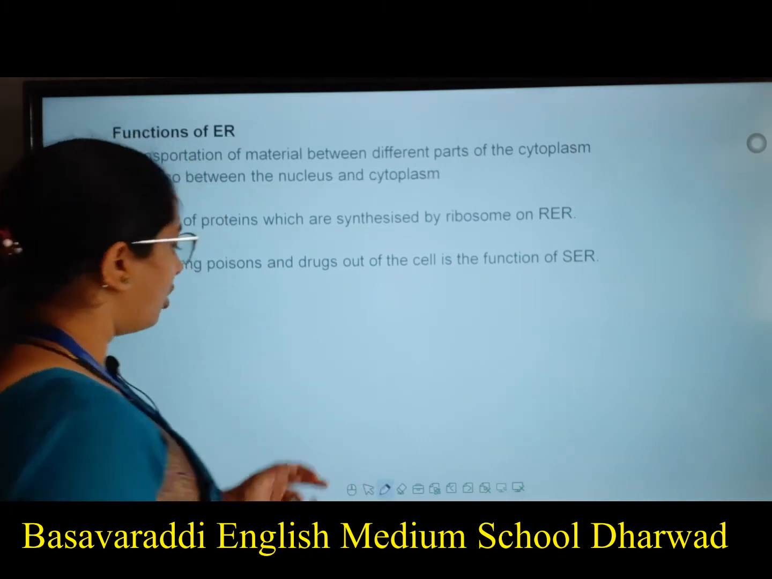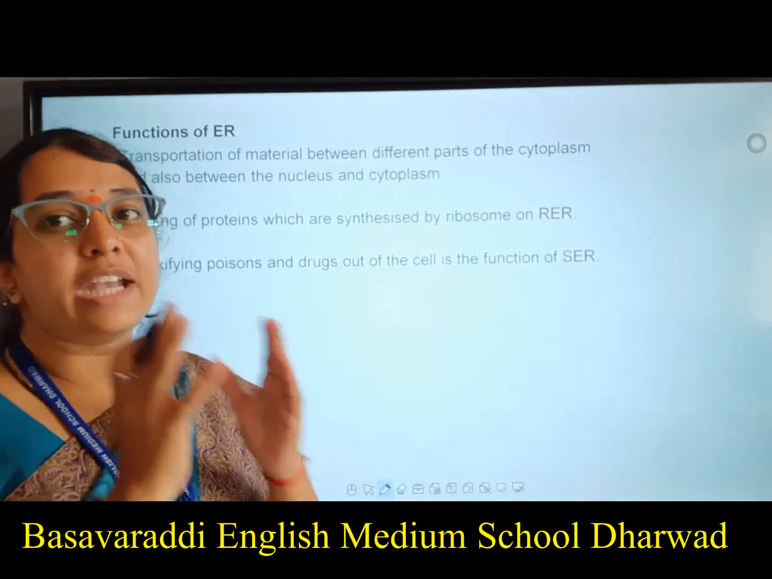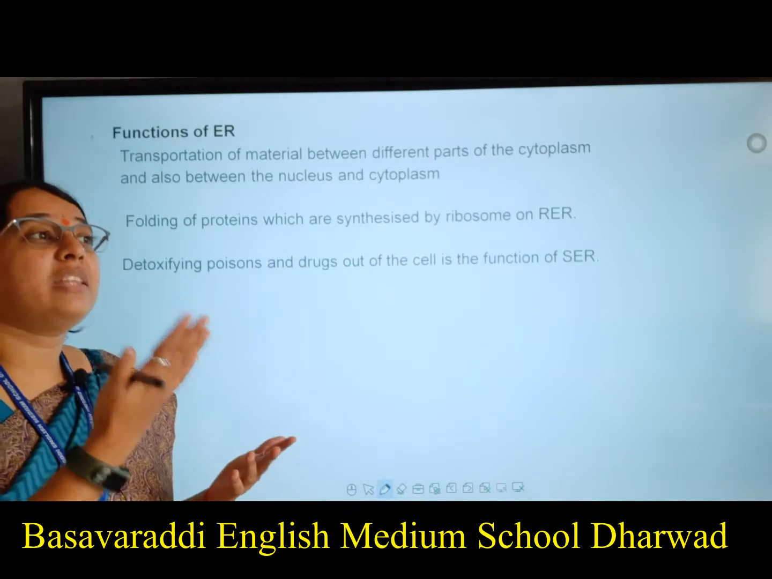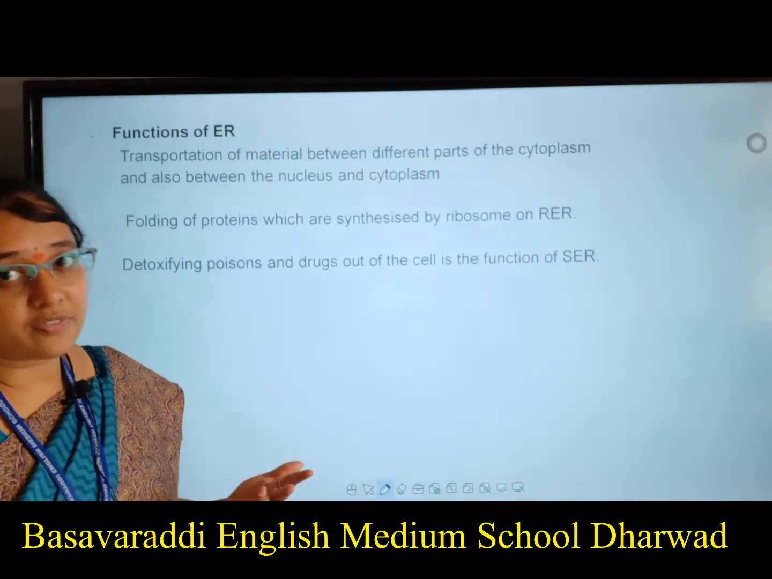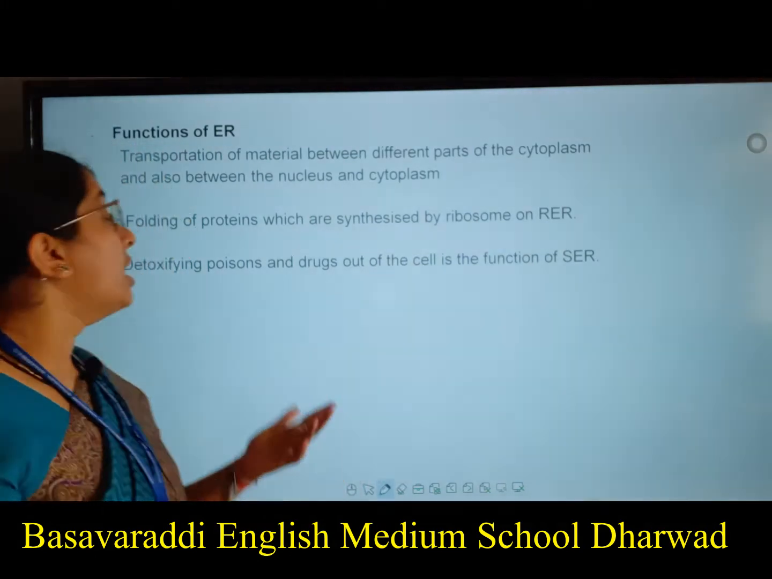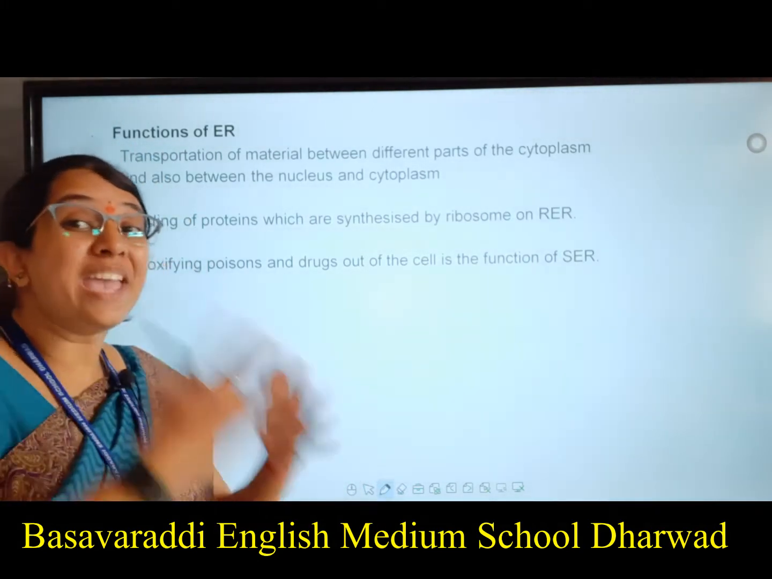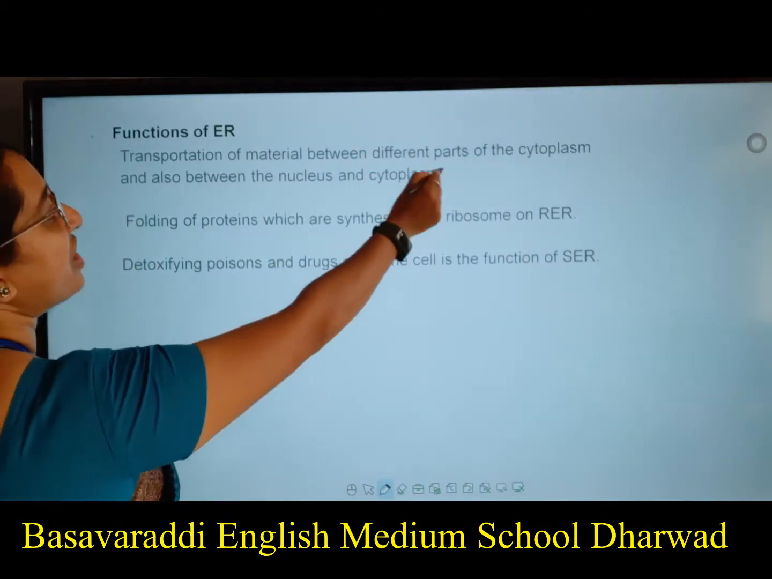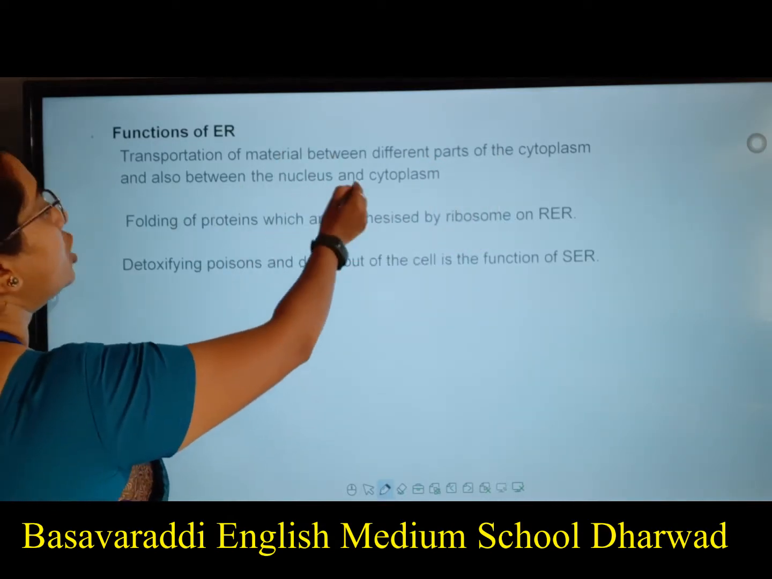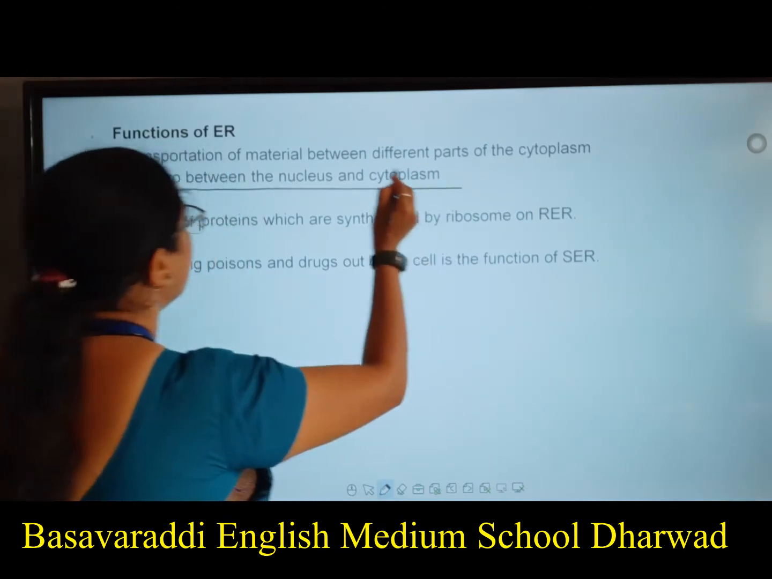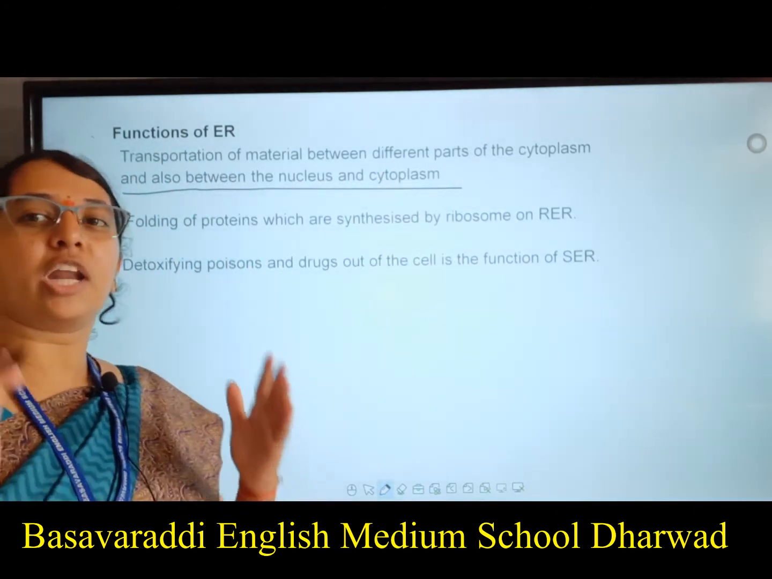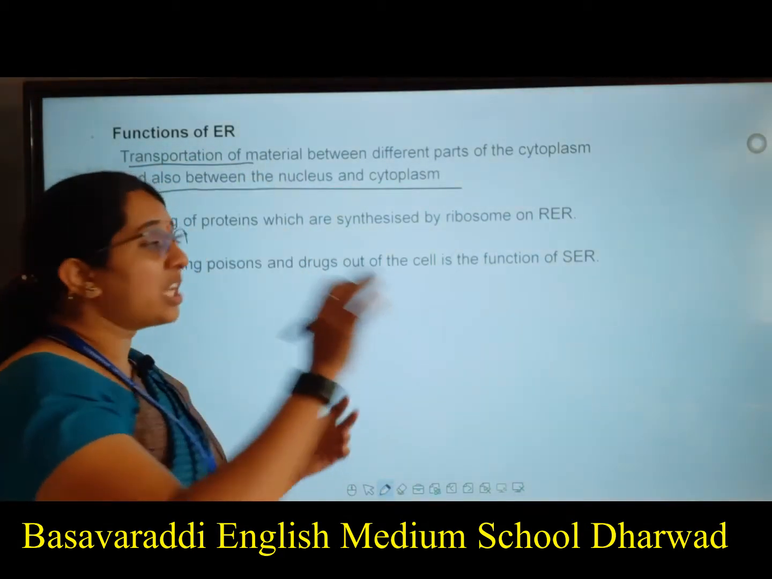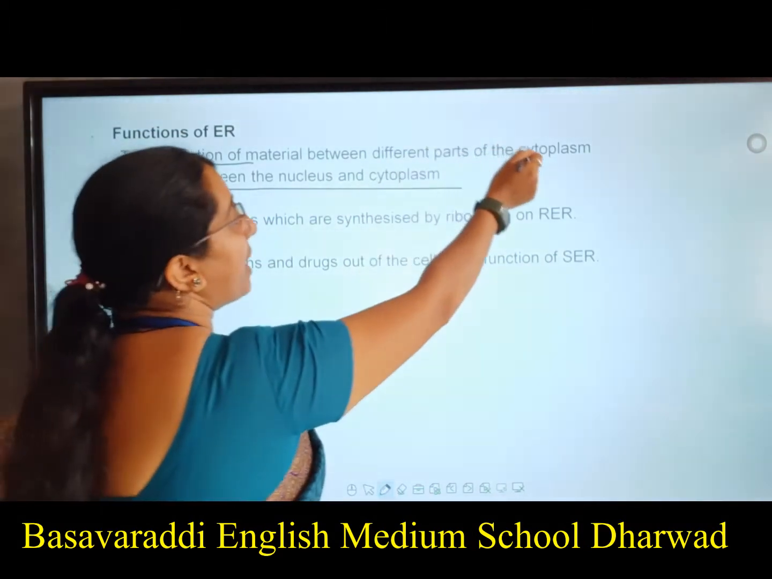Now, moving on, what are the major functions of the endoplasmic reticulum? Whether it is rough endoplasmic reticulum or smooth endoplasmic reticulum, on the whole, what is the major function? Transportation of materials between different parts of the cytoplasm and also between the nucleus and cytoplasm. So the major function of the endoplasmic reticulum is transportation.